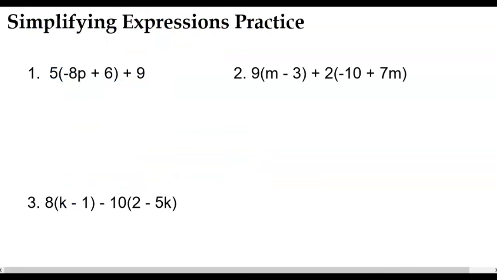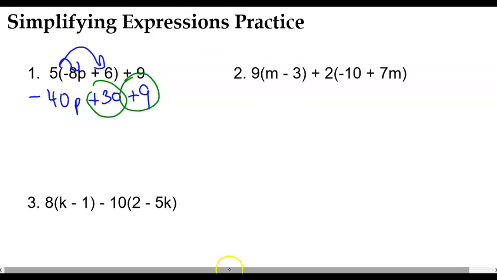All right, here are some for you to try on your own. The first one, I'm going to multiply 5 times negative 8p plus 6. 5 times negative 8p is negative 40p. 5 times a positive 6 is a positive 30. And then I've got this plus 9 at the end. I want to combine the like terms. Positive 30 plus 9 is 39. I get negative 40p plus 39. And those are unlike terms, so I cannot combine them. That is my final answer.